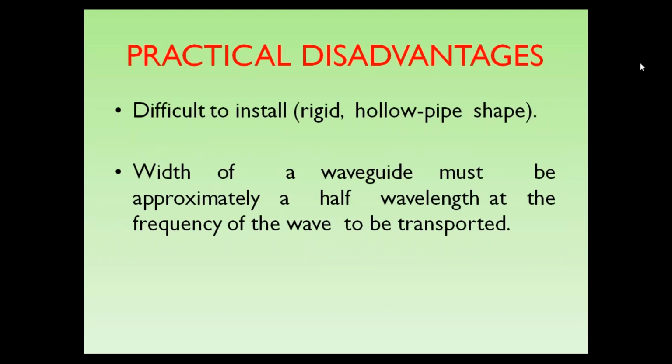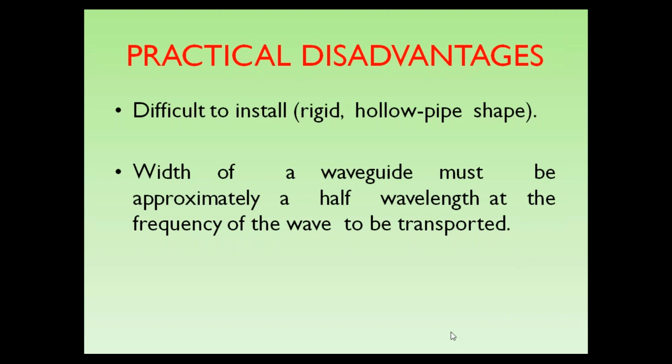There are some practical disadvantages when we use this. The first one is that the width of the waveguide should be approximately half of the wavelength of the frequency. The dimensions of the waveguide to be determined should be half wavelength. The second one is that it is difficult to install. We need rigidity of the waveguide, and there should be hollow pipe-shaped structures.